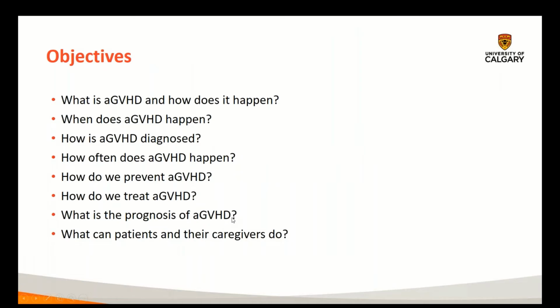The objectives for 101A are to cover important aspects of acute graft versus host disease, starting right from the basics. What is it? How does it happen? How is it diagnosed? How often does it happen? How do we prevent it? How do we treat it? And what is the prognosis? And what can you do as a patient or a caregiver?